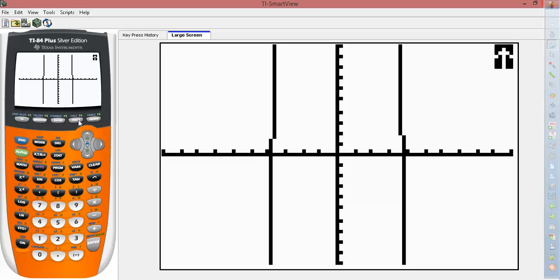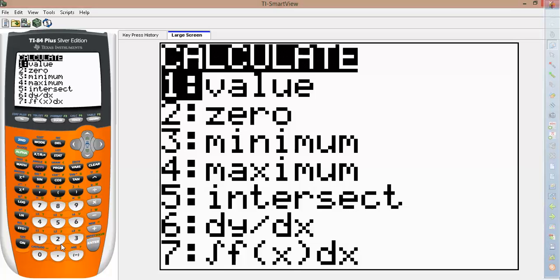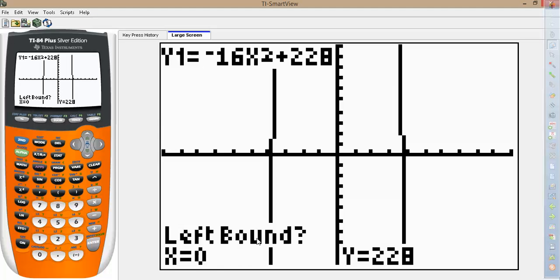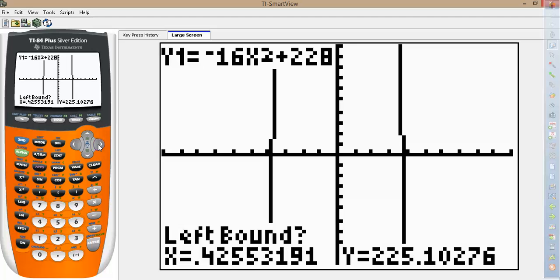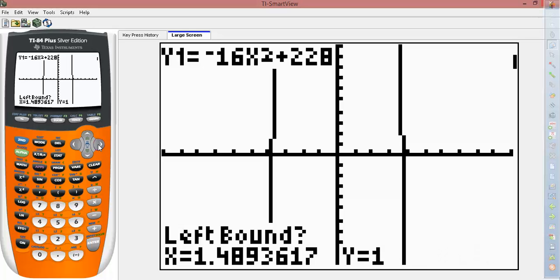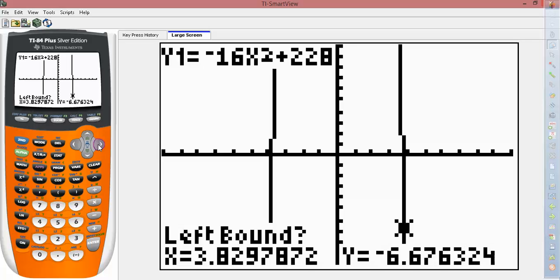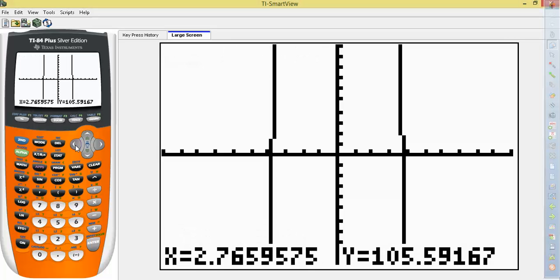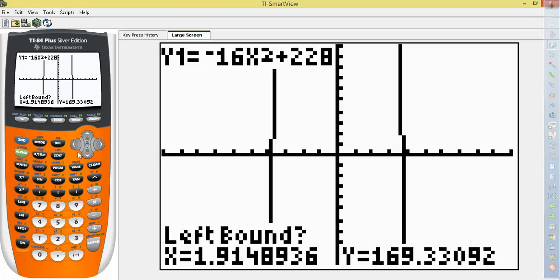We can hit second and then trace, and what we're looking for is a 0. So I press 2. It says left bound. You see right down there it says 0 and 228. It means I'm right there on the y-intercept. If I go to the right, see how the x is increasing? If I increase enough, we might actually see that cursor. Oh, I just saw it. I went past it. There it is. So left bound. Let's go closer to the y-intercept right there. That ought to do it.